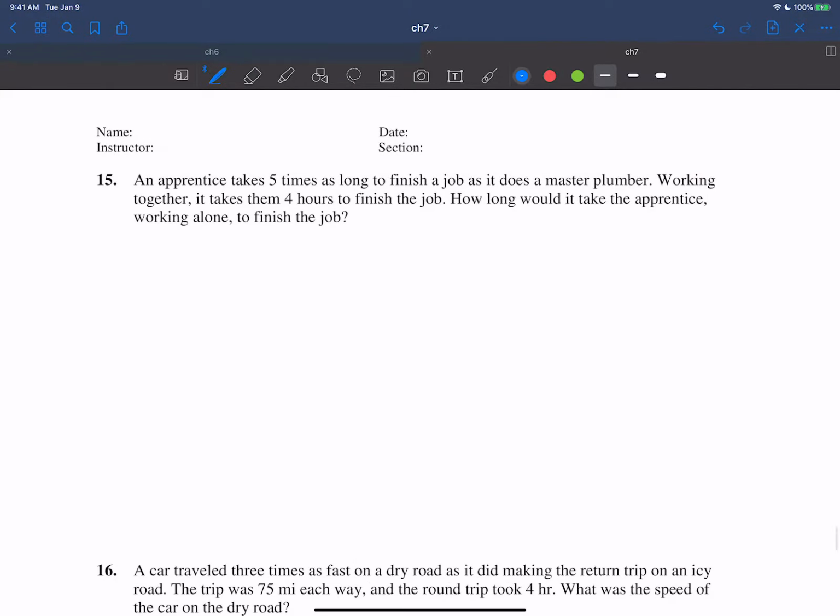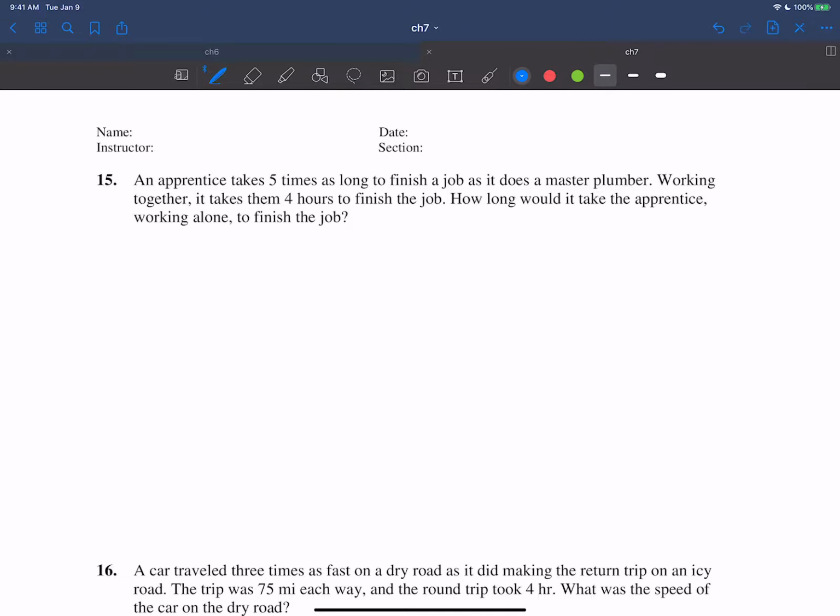Number 15. An apprentice takes 5 times as long to finish a job as it does a master plumber. Working together, it takes them 4 hours to finish the job. How long would it take the apprentice working alone to finish the job? So we have two subjects, apprentice and the master plumber. They're doing the same job. So this is a work problem.